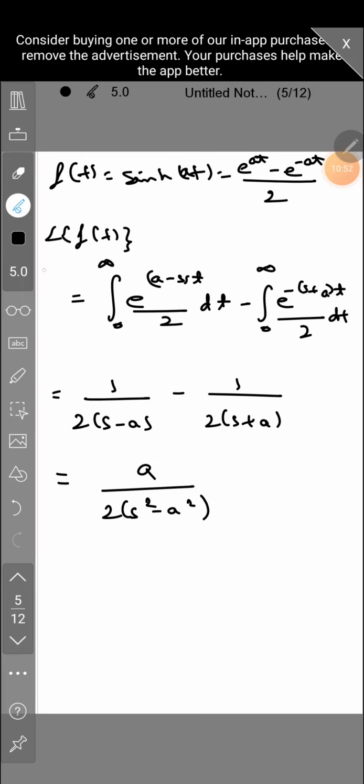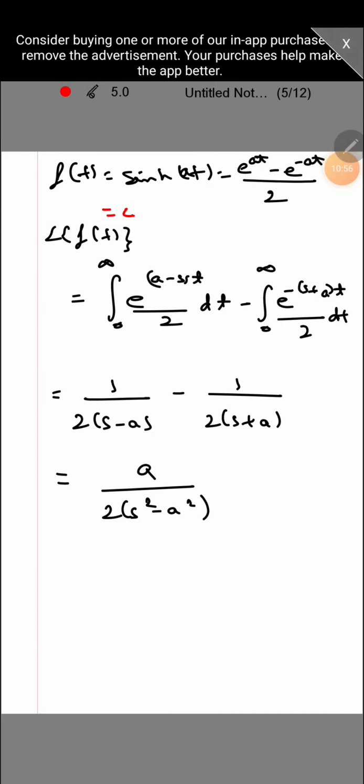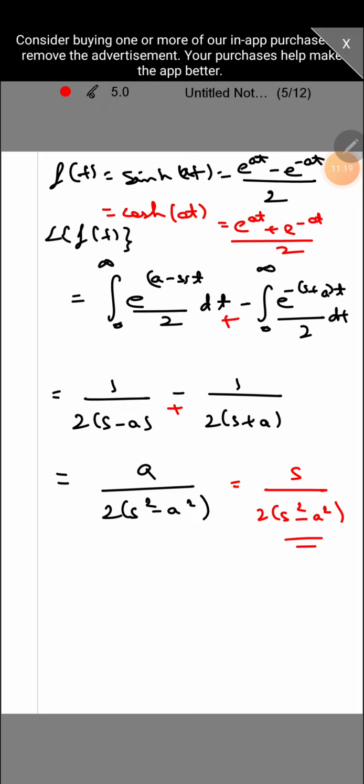Okay, let me tell you one more thing. If this would have been cos hyperbolic at, then the value would have been e to the power at plus e to the power minus at over 2, and here you would have a plus, and here basically you would have s over s square minus a square. Clear? Got it?